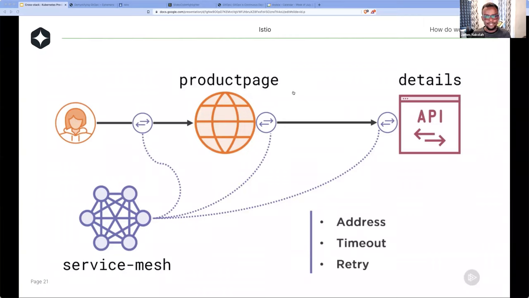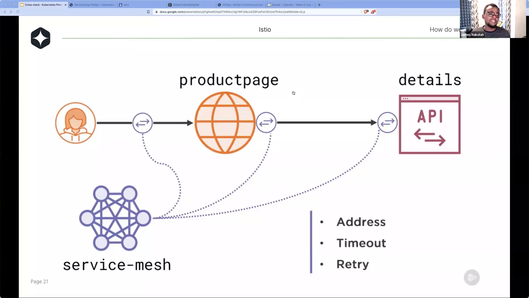So for example, if the product page was calling the details page and the details page was taking too long to respond, we don't want to keep the customer waiting there. So we take a fail fast strategy and we set like X seconds timeout on that. So we just return an error message that it timed out.